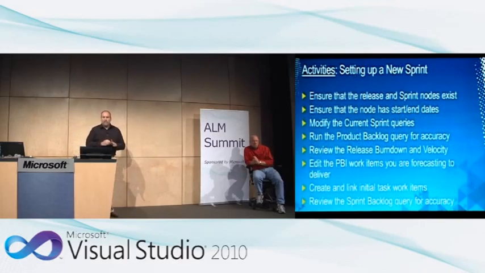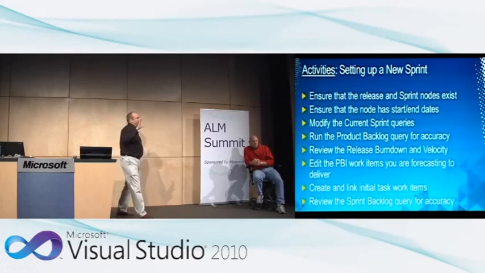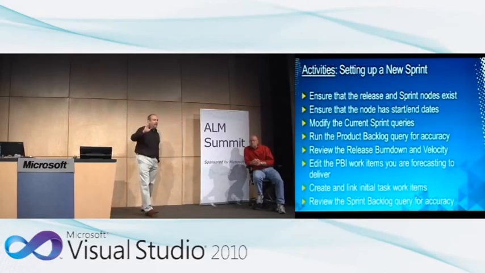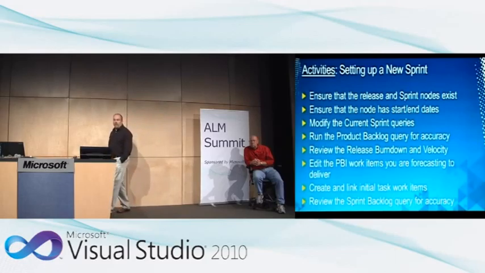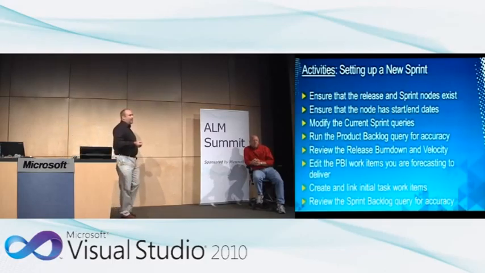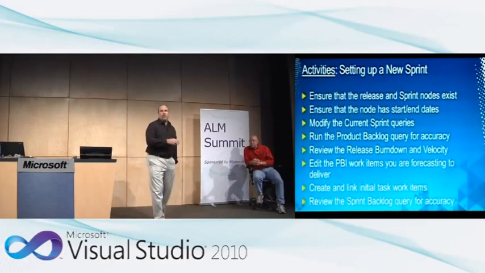So setting up the new sprint. So we've got our release nodes that exist. We've got the dates already set. I think I've already got a sprint set up for today through next week. We've modified our current sprint queries and looked at our product backlog for accuracy. You should actually be doing that one, that fourth bullet down, regularly. It's called grooming the backlog. So when you go into a sprint planning meeting, there should be no surprises there.